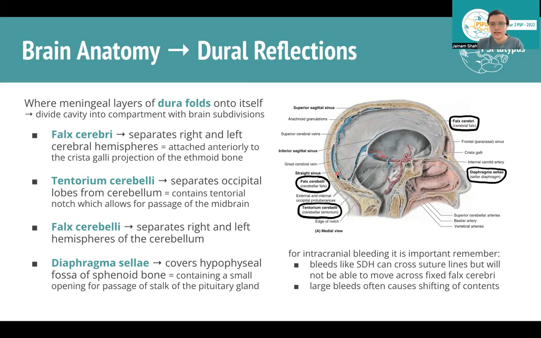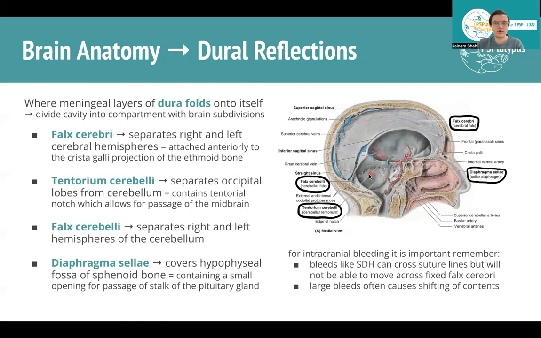Attaching to bone. You've also got the tentorium cerebelli. So this structure here, right? If you have a look at this, these ones are more vertical, whereas this one is more horizontal. And what that does is it separates the occipital lobe from the cerebellum. In other words, it separates the cerebrum or the cerebral hemispheres from the cerebellum underneath. And it also contains the tentorial notch, which allows for passage of the midbrain.